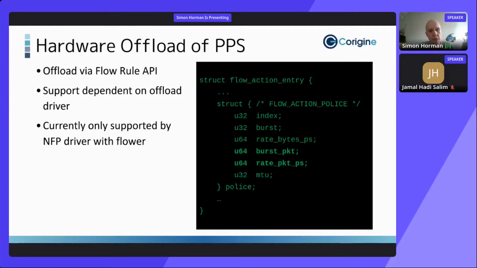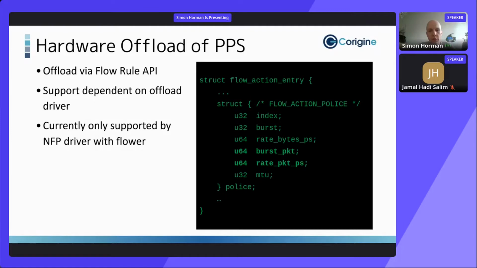And this has an intermediate representation. The intermediate representation, essentially, at least in the TC case, you translate your flow and your actions into a structure. A snippet of the action structure is here, so it's a union, and in this case we're making use of the police field of that union, and we've added 2 extra subfields to the police field to facilitate byte per packet per second rate limiting.